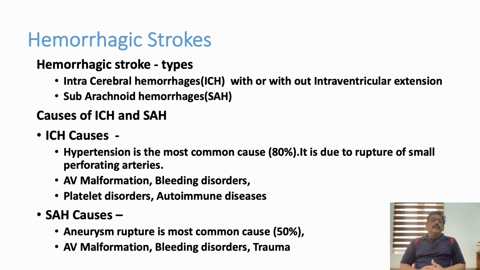So in hemorrhagic stroke itself, there are different types of hemorrhages. It can be intracerebral hemorrhage with or without intraventricular extension, and subarachnoid hemorrhage. These are the two important types of bleeds. One is intracerebral hemorrhage without extension to the ventricle or with extension to the ventricle, then subarachnoid hemorrhage.